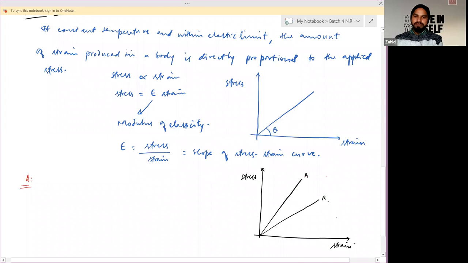Suppose you have two substances, A and B, which are inclined at 45 degrees and 60 degrees. So find the ratio of the modulus of elasticity for A and B. Try to solve.